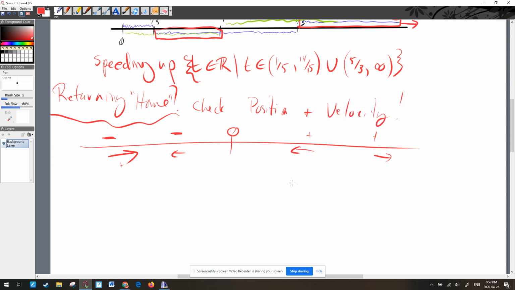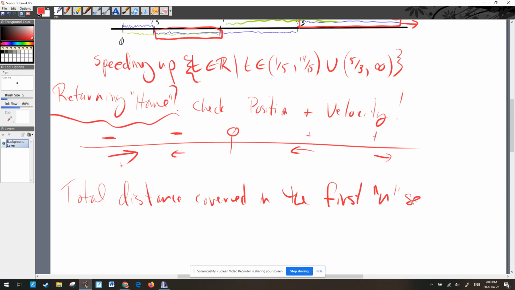Okay, so position and velocity are going to tell me whether I'm heading home or not. On we go. Next up, how about we think about the classic ender to this: total distance covered. So total distance covered in the first n seconds. Doesn't really matter what it is, okay?